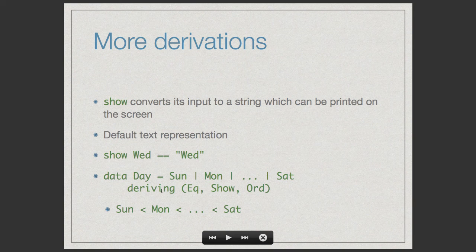We can also derive Day as an instance of the type class Ord, which is an ordinal type. When we do this, an order is defined on the data type Day as follows: Sunday is less than Monday, is less than Tuesday, etc., is less than Saturday. And this order is determined by the order in which the data values are enumerated in the data type declaration.